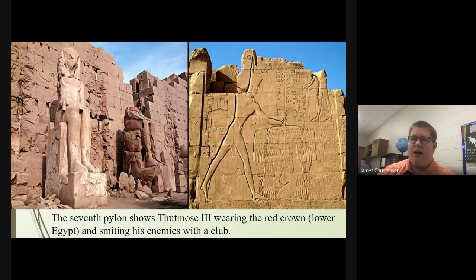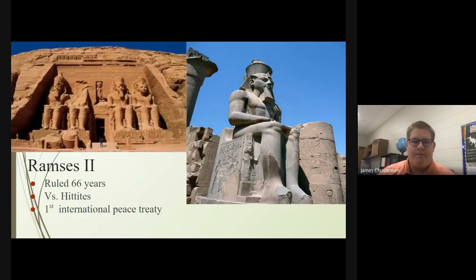The seventh pylon actually shows Tutmos III wearing the red crown of Lower Egypt and smiting his enemies with a club. I believe that is this image over here. These are various hieroglyphics and sculptures that you can find in ancient Egypt.